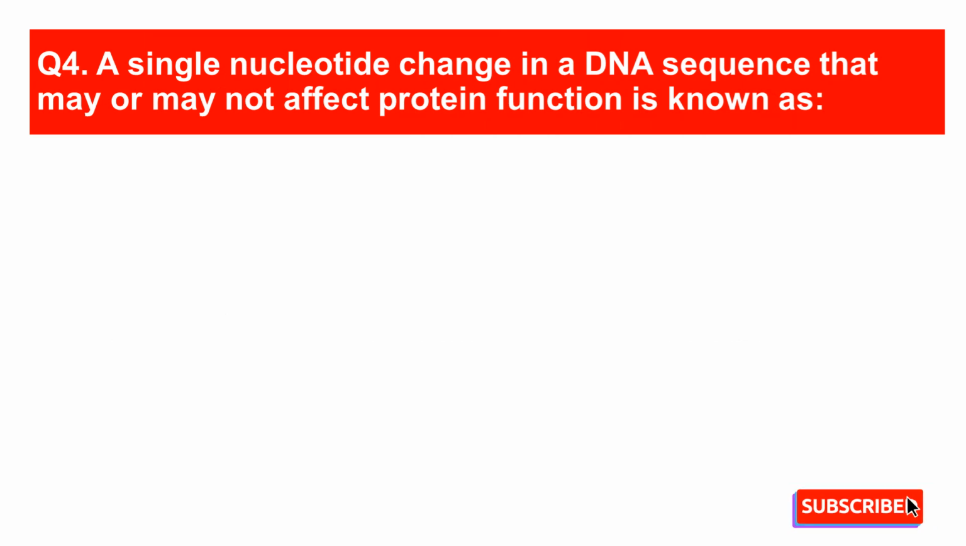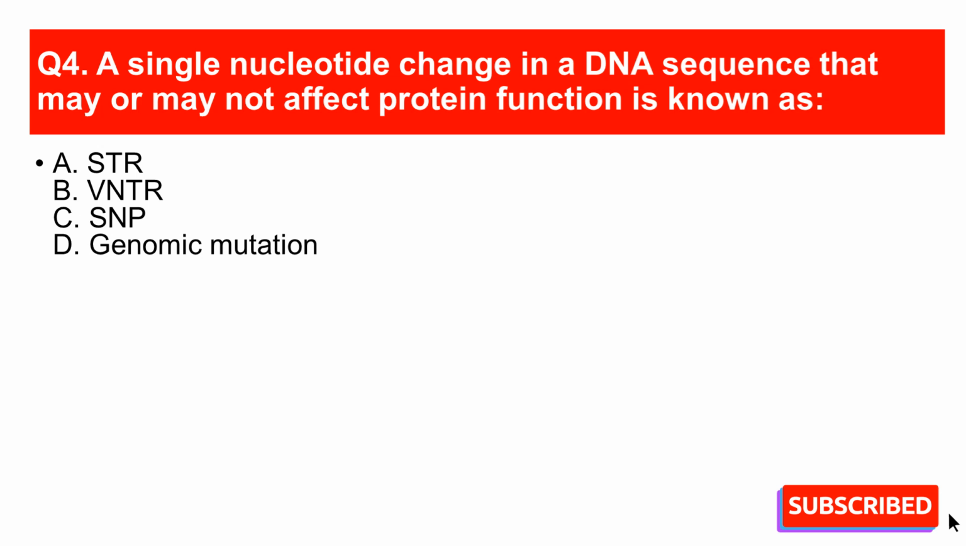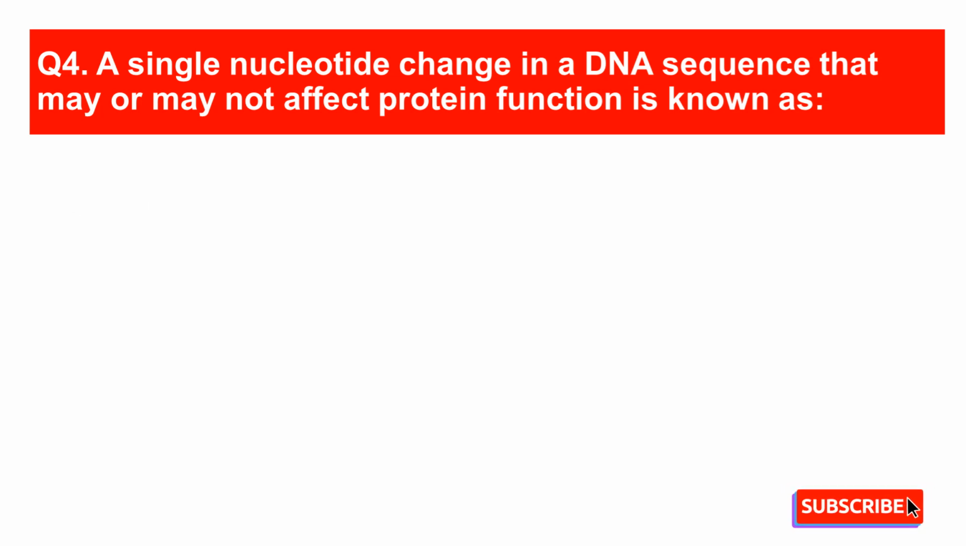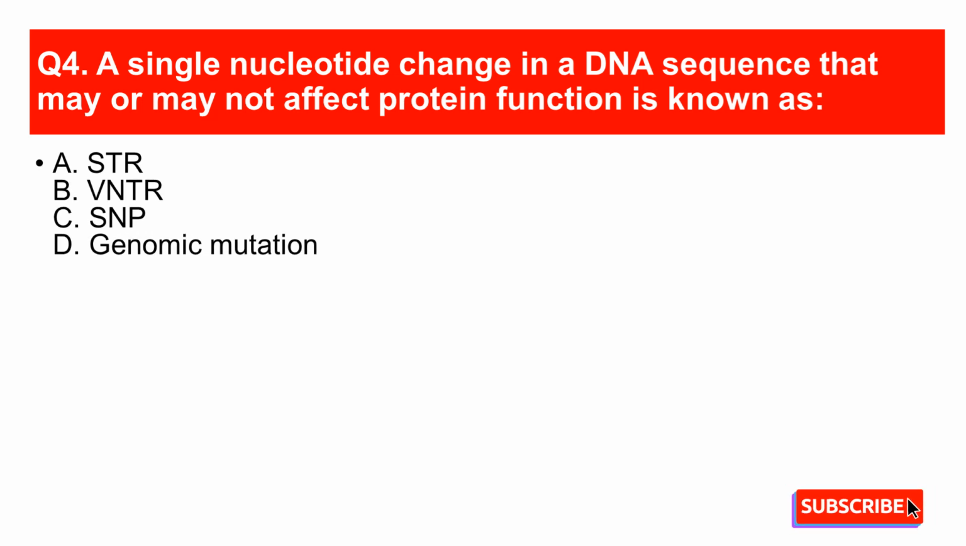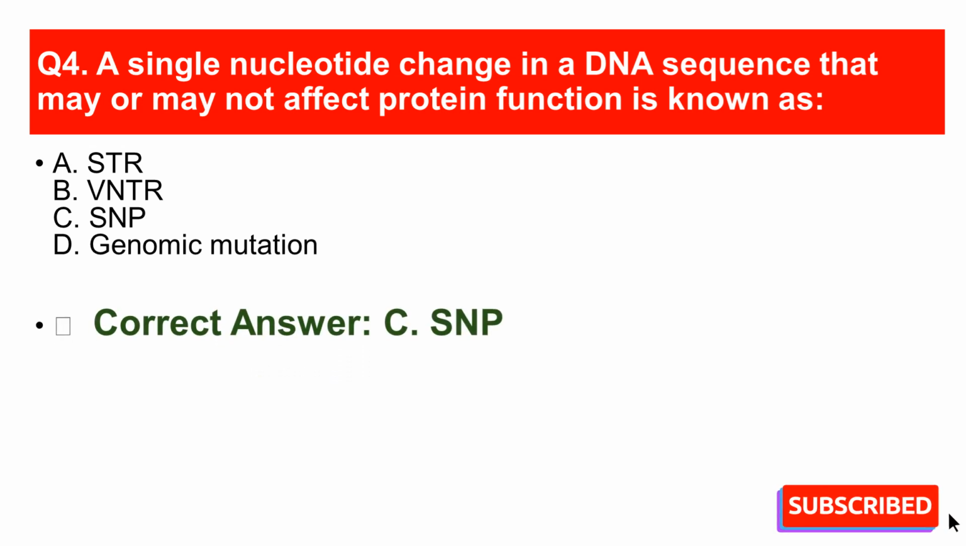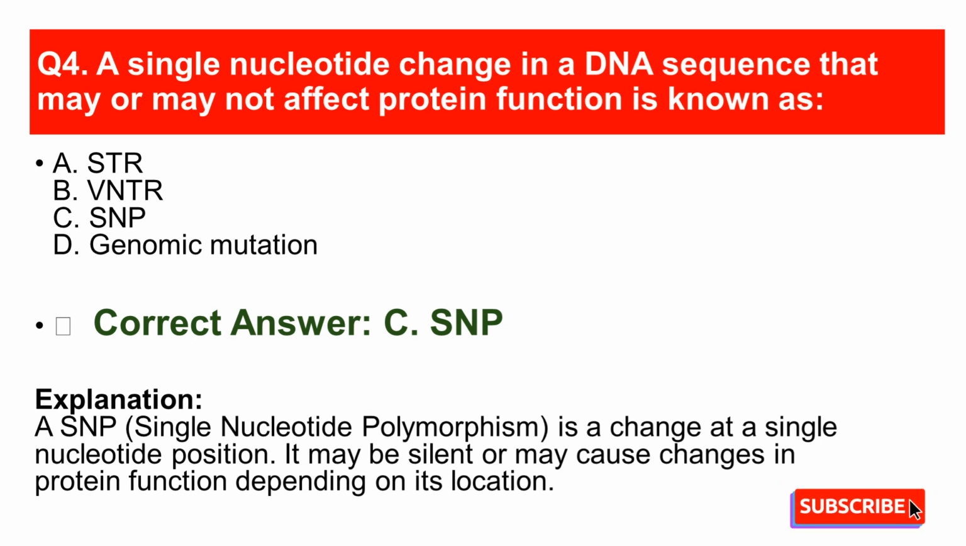Q4. A single nucleotide change in a DNA sequence that may or may not affect protein function is known as: A. STR. B. VNTR. C. SNP. D. Genomic mutation. Correct answer: C. SNP. Explanation: SNP, single nucleotide polymorphism, is a change at a single nucleotide position. It may be silent or may cause changes in protein function depending on its location.